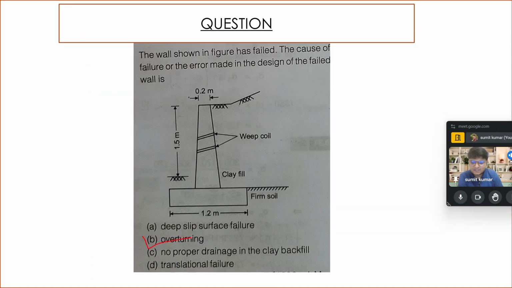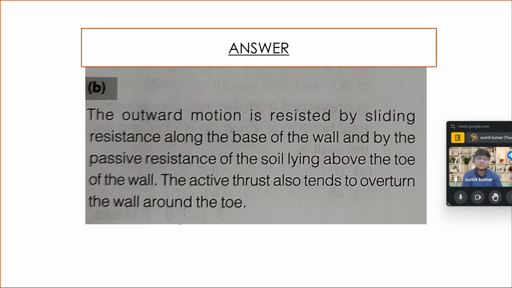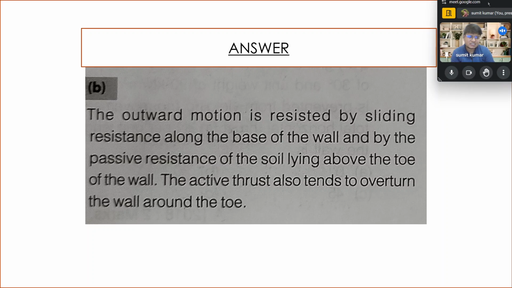So option number B is our correct answer, that is overturning, and the explanation for that: the outward motion is resisted by sliding resistance along the base of the wall and by the passive resistance of the soil lying above the toe. The wall's active thrust also tends to overturn the wall around the toe. That's why the failure takes place.